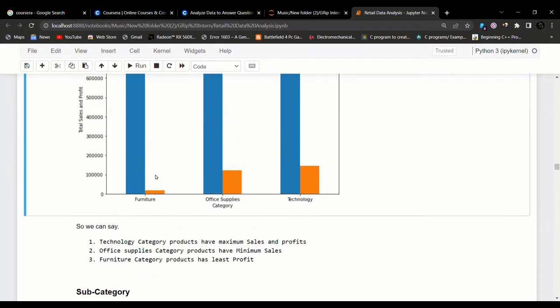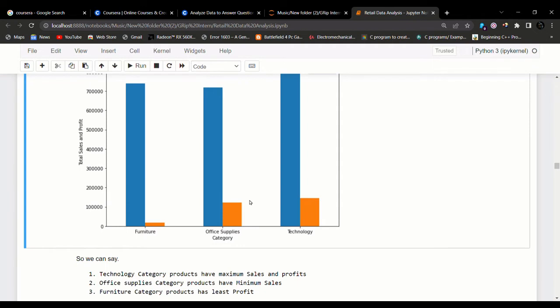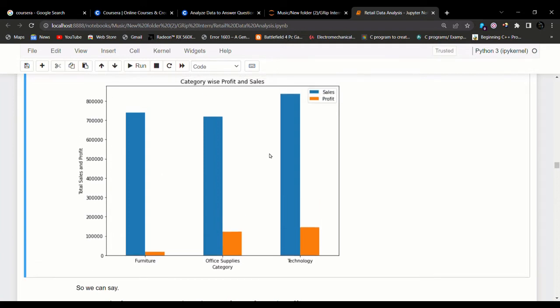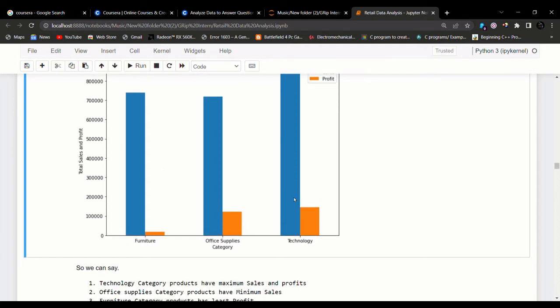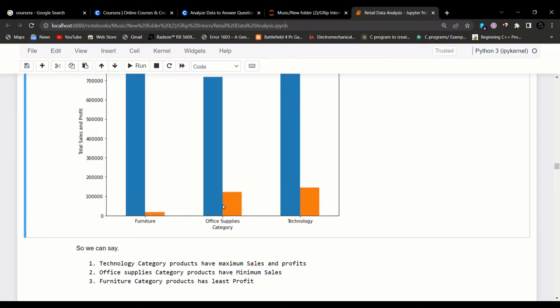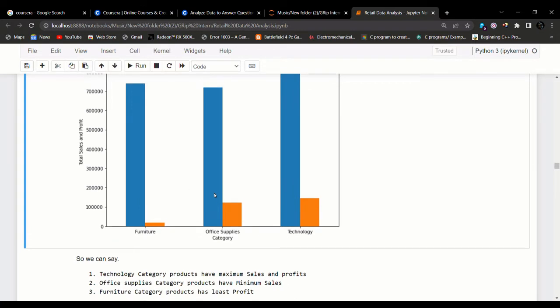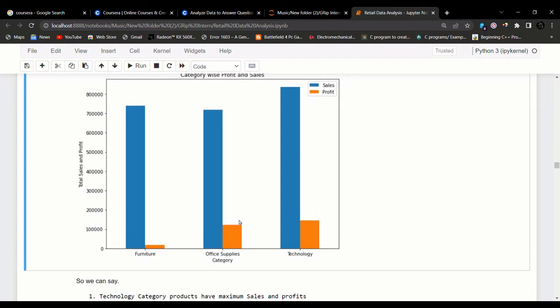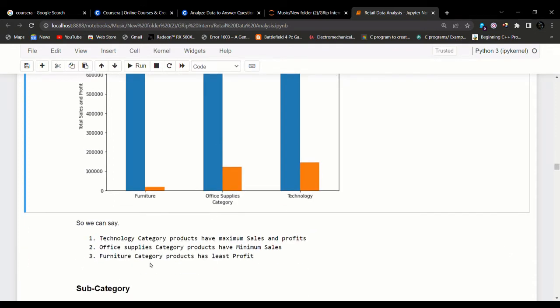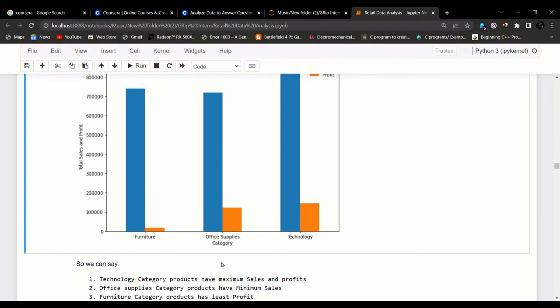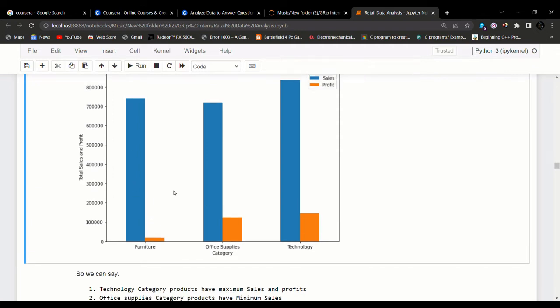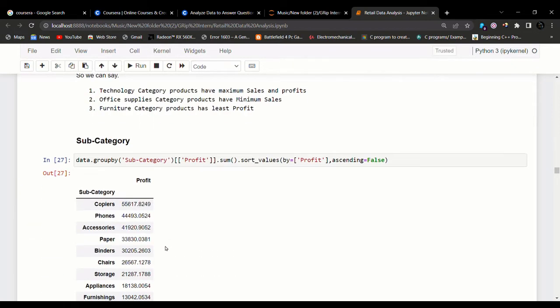As you can observe, technology category products have maximum profit. Office supplies category products have maximum sales, and furniture products have the least profit. And compared to office supplies, furniture has maximum sales, but profit is low.